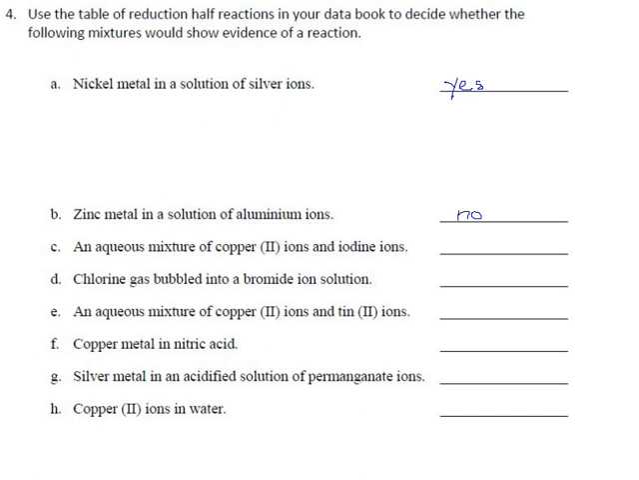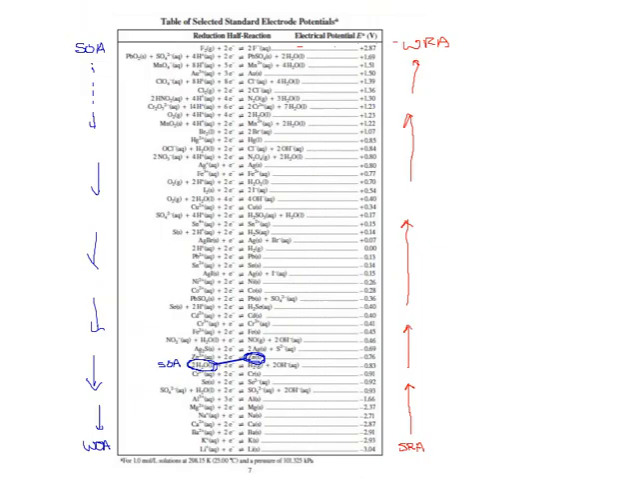Okay, let's see. C is an aqueous mixture of copper-2 ions and iodine ions. That should be iodide ions, but oh well. And because it's an aqueous mixture, there's water also. So copper, iodide, and water. Clean up what we did last time. It's copper ions, iodides, and water.